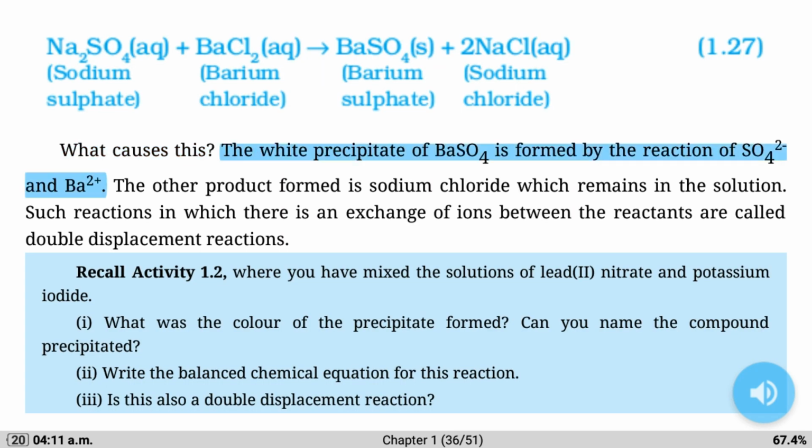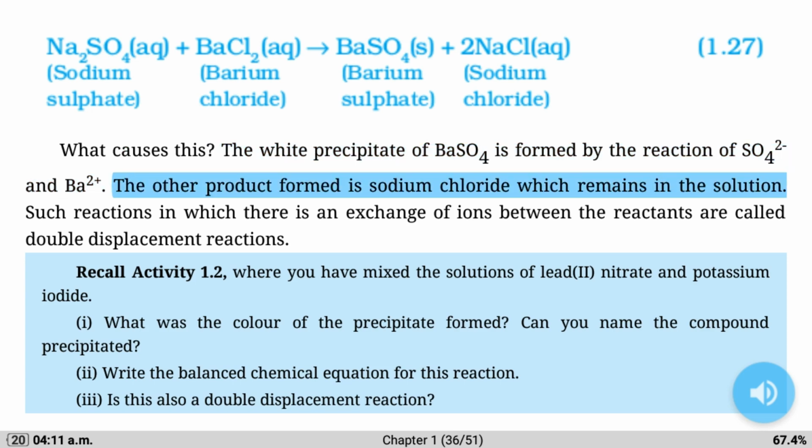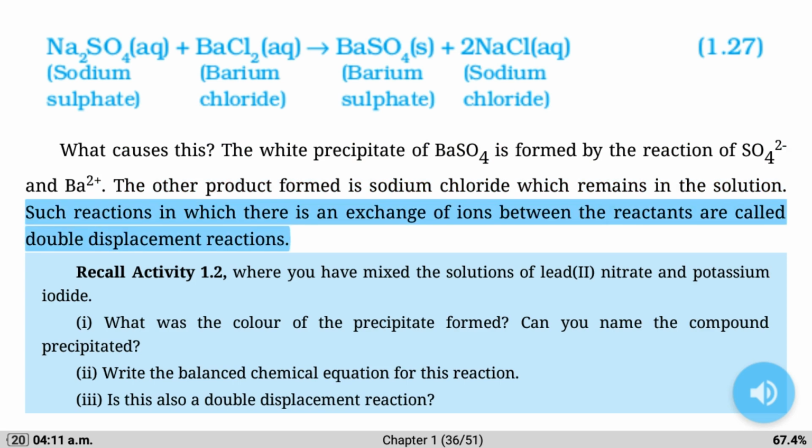What causes this? The white precipitate of BaSO4 is formed by the reaction of SO4 2- and Ba2+. The other product formed is sodium chloride, which remains in the solution. Such reactions in which there is an exchange of ions between the reactants are called double displacement reactions.